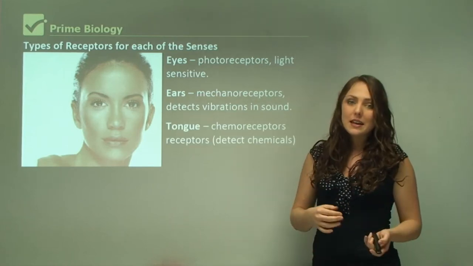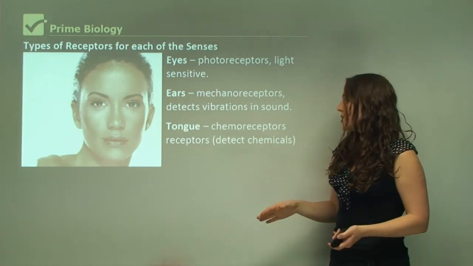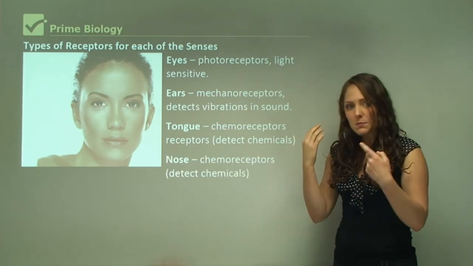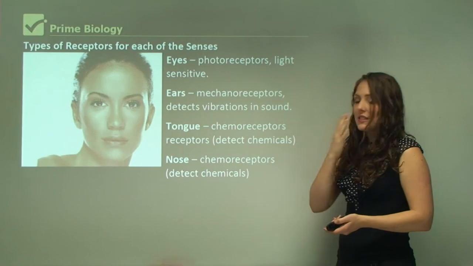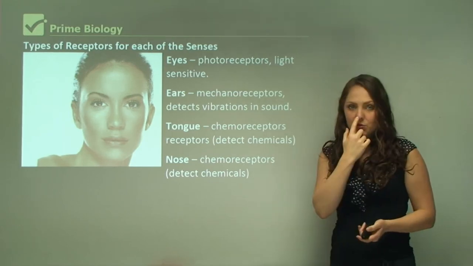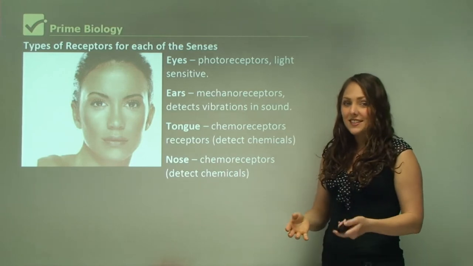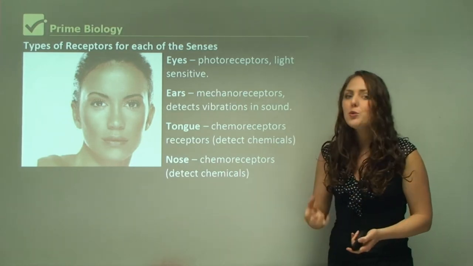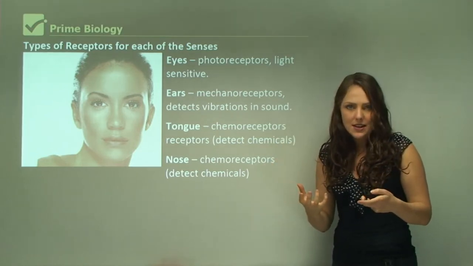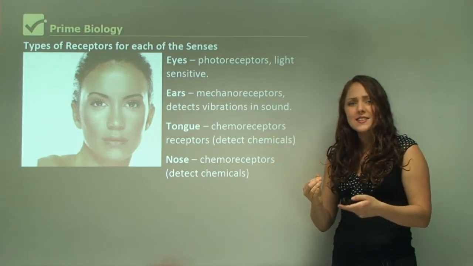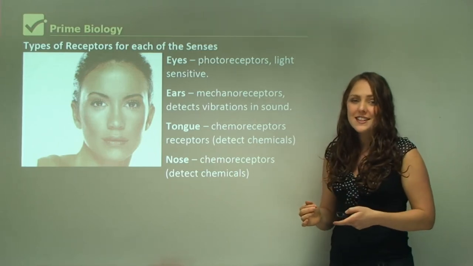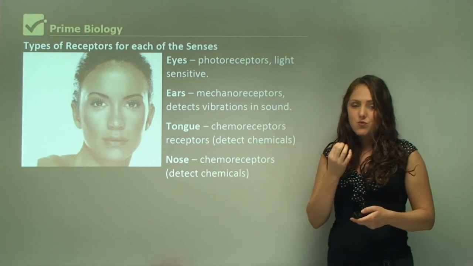Tongue, chemoreceptors, so they detect chemicals. Our tongue is very similar to our nose. It smells. We've got chemoreceptors that detect chemicals. 90% of our taste actually comes from our nose. So you'll notice that when we're sick with the cold or the flu and our nose is really stuffy, when we have a beautiful rich pasta sauce, for example, we can't taste the full potential of that food. Sometimes you'll find that you cannot taste at all when your nose is really, really blocked up.